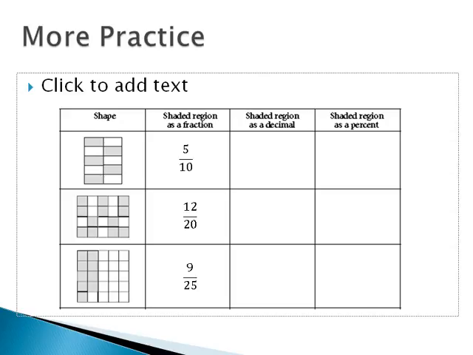So let's look at the next step. The next step would be shaded region as a percent. I should have that column in the middle, but we'll go with that one next. That'll be in part 2. Stay tuned.